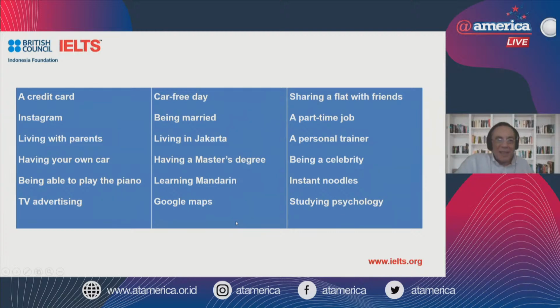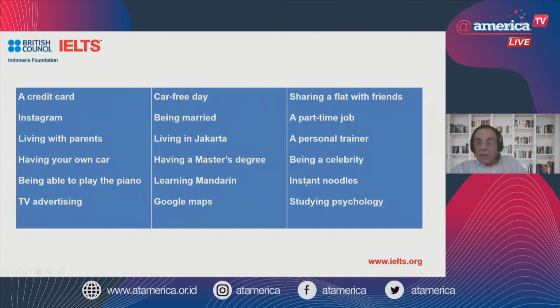Let's have a look at a few topics here. Credit card, living in Jakarta. Oh, a credit card, good or bad? Having a credit card allows you to shop until you, what's the expression, drop? Instagram enables me to share my photos with my family or friends or plans. Living in Jakarta. Ooh, good or bad? It's both there, isn't it? Living in Jakarta forces us to spend a lot of time in traffic.